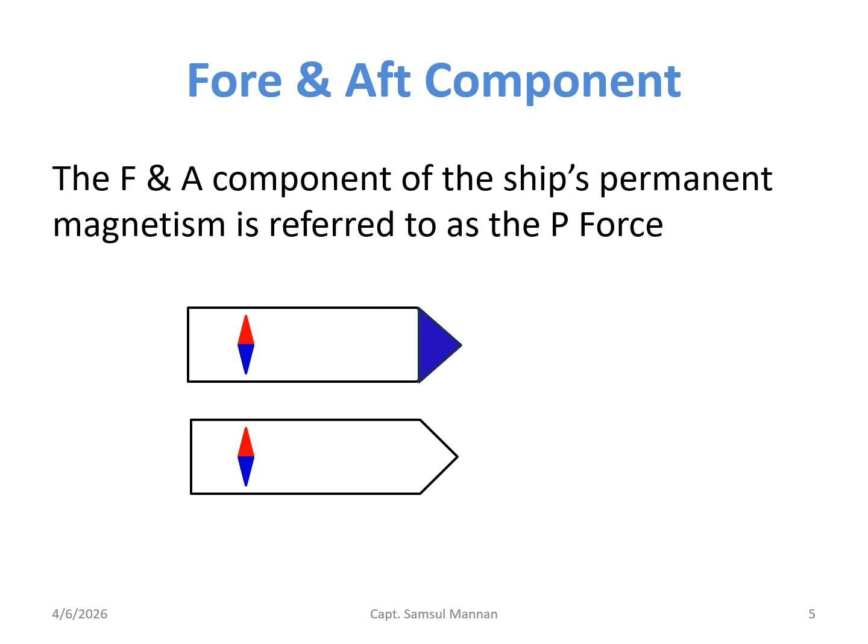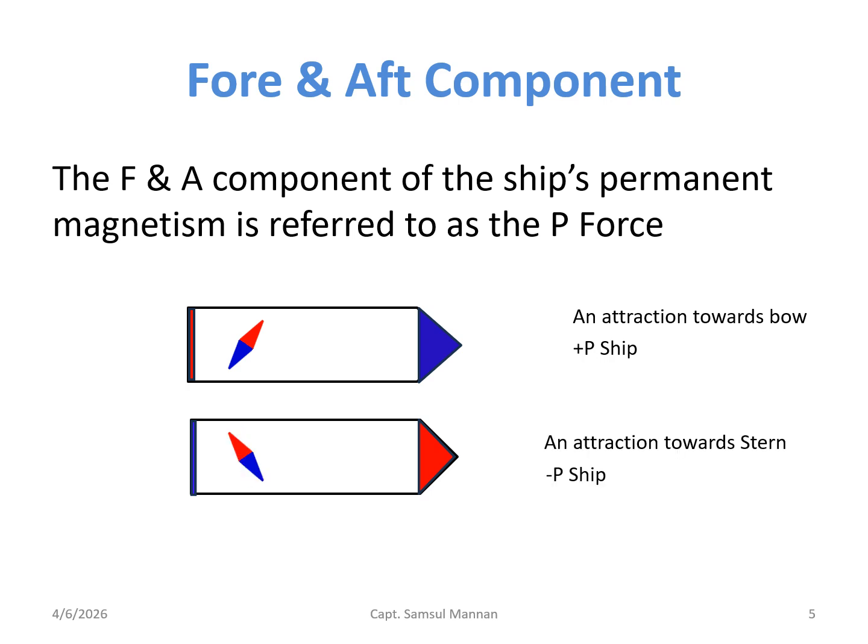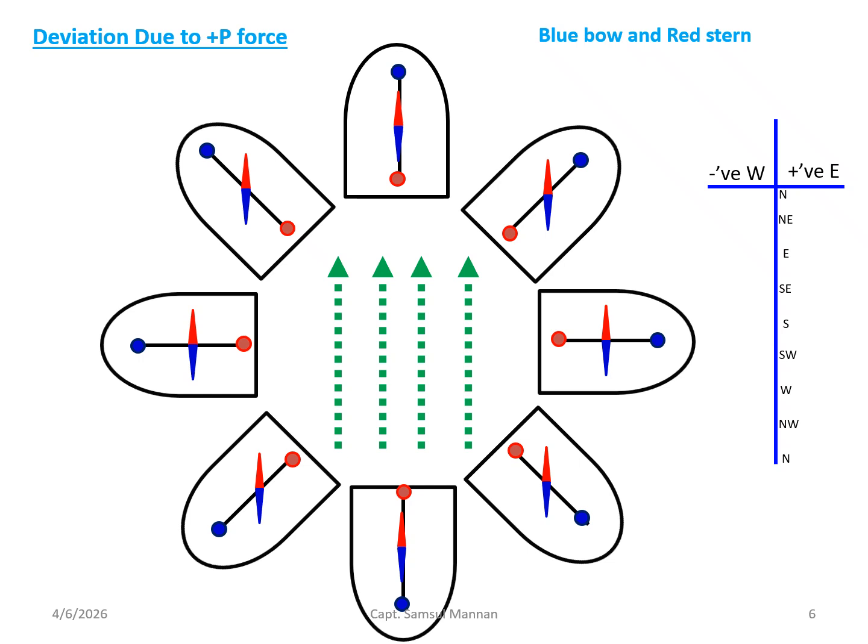We already know that if we have got a blue pole at the bow we call it plus P force, and if we have got a red pole at the bow we call it minus P force, right? Let us see what the effect of plus P force is on the magnetic compass and how this plus P force will create deviation to the magnetic needle, right?